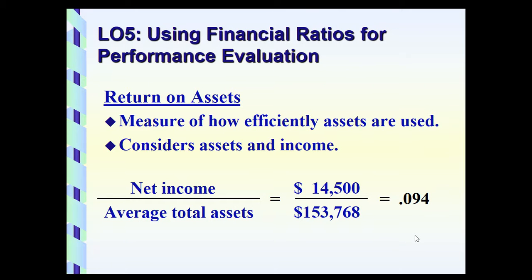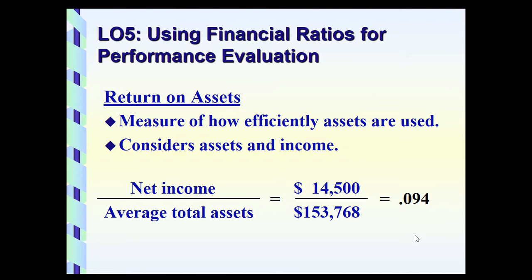And then next we have our return on assets. And this measures how efficiently our assets are used in the business to generate income. It takes our profit margin and our asset turnover ratio, and measures the important income-producing components of a company's operations.